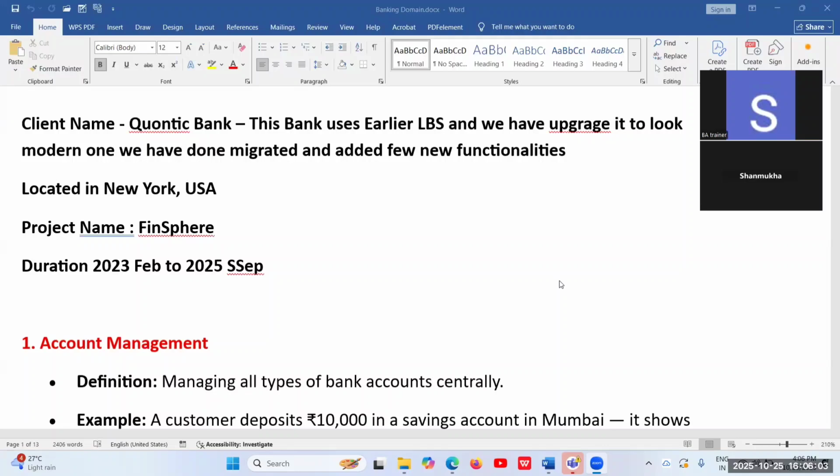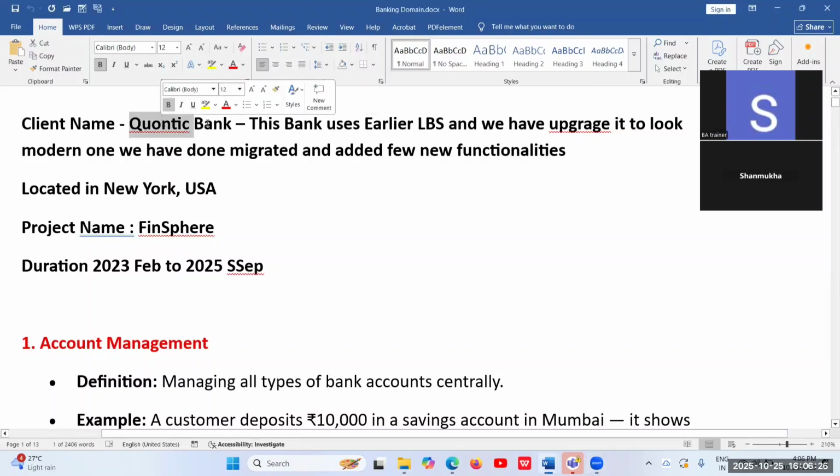So this is related to the banking domain. Okay. So first of all, understand the overview of our project. Later I will be teaching you the terminology that is used in the banking industry. Okay, so first of all, the client for our project is Contact Bank. Contact Bank is our client, and they are located in New York, USA.